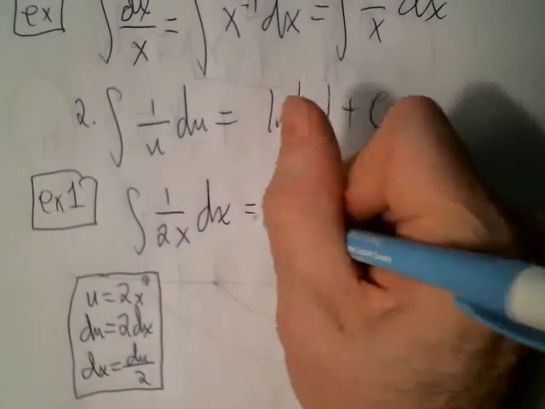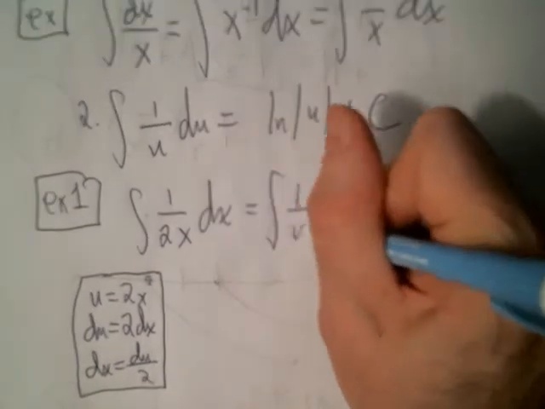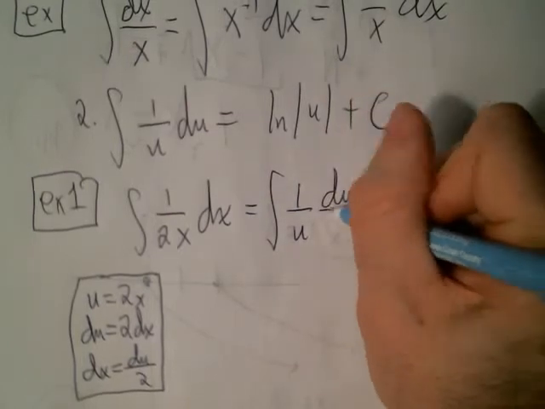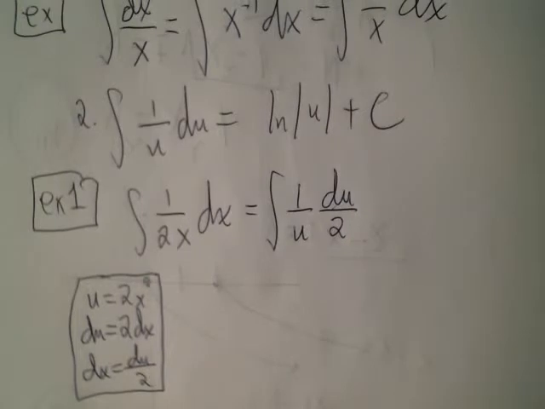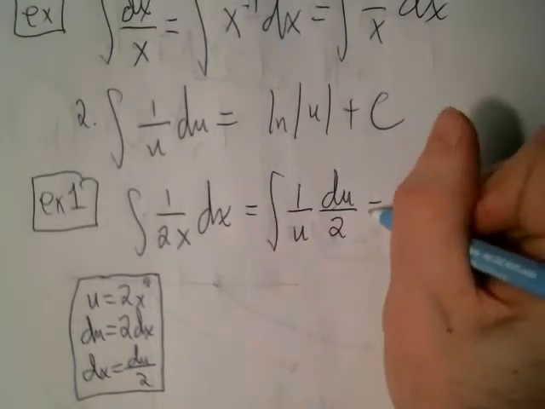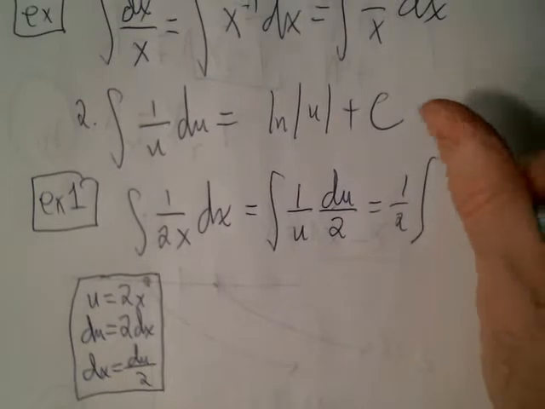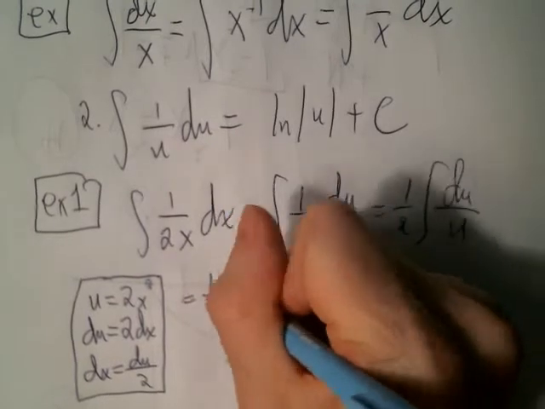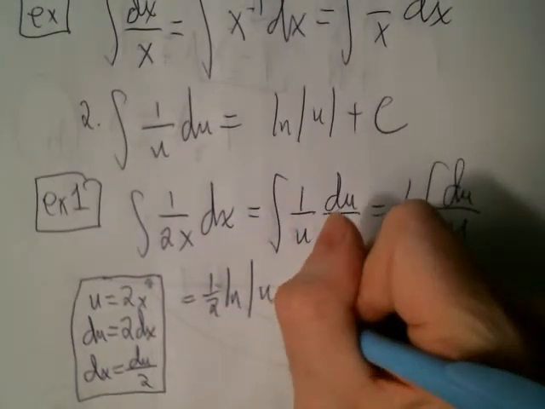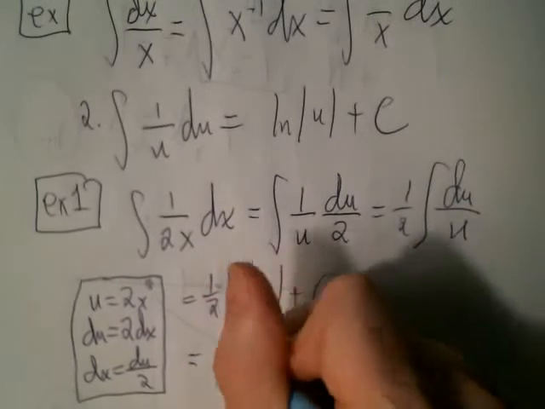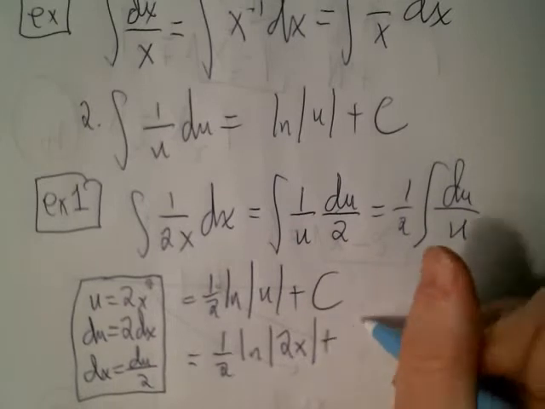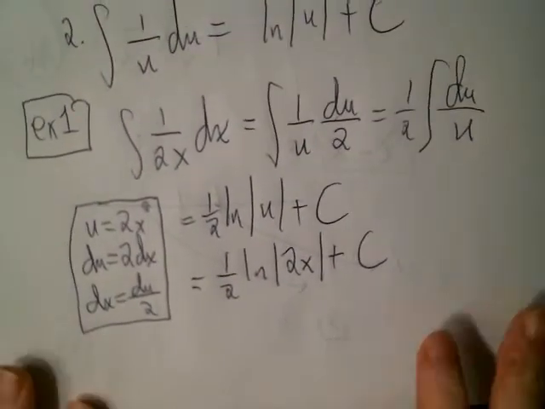Okay, so I'm replacing 2x with u. That transforms it into an elementary integral. And then here I have du all over 2 instead of dx. I can factor out my constant of 1/2. And then I have the integral of du over u. And that's equal to 1/2 times ln of the absolute value of u plus c. And then that's equal to 1/2 ln absolute value of 2x plus c. Okay, so that's one way to do it.